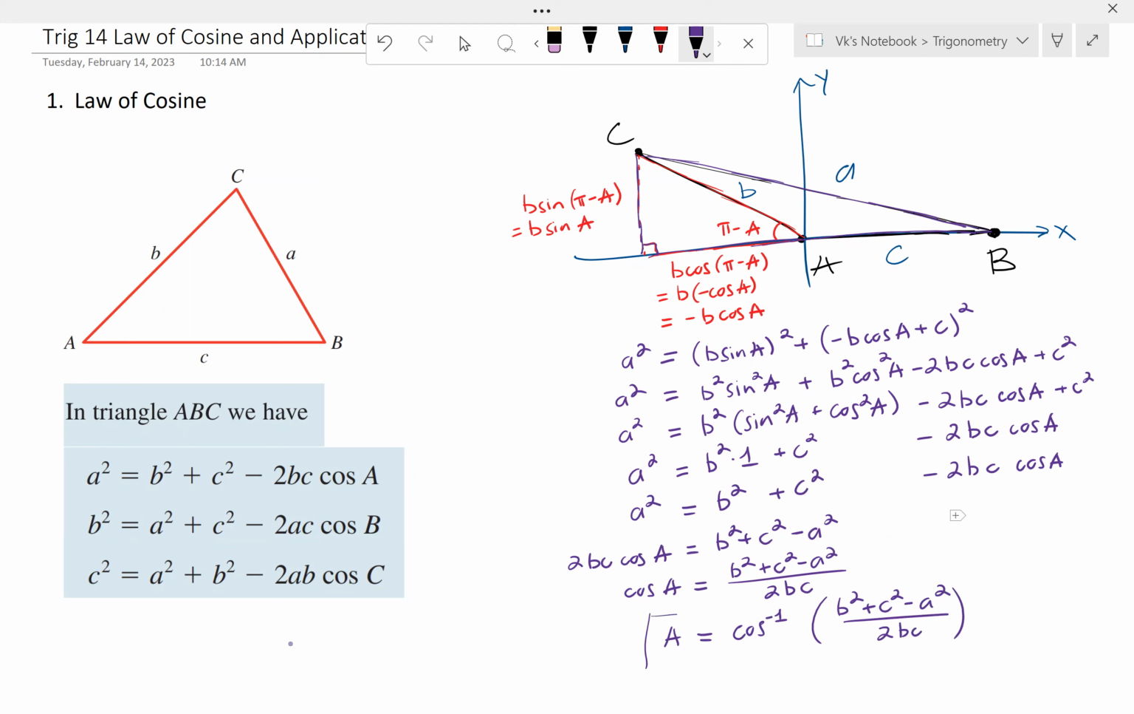This is a very useful formula to quickly give us the value of an angle when the three sides are given. Put a note here: useful for SSS case. Let's take a look at some examples.